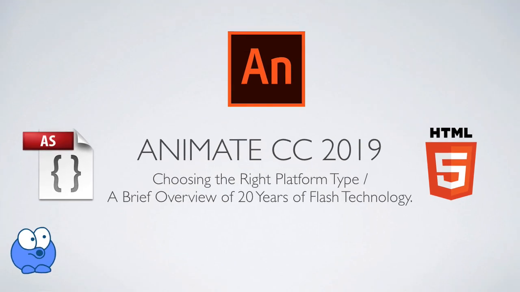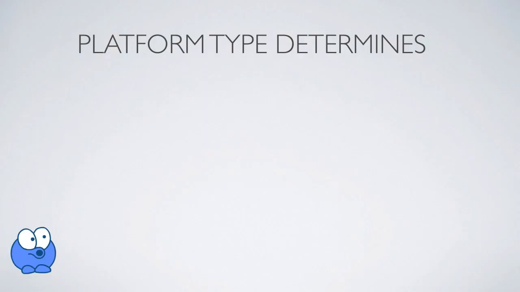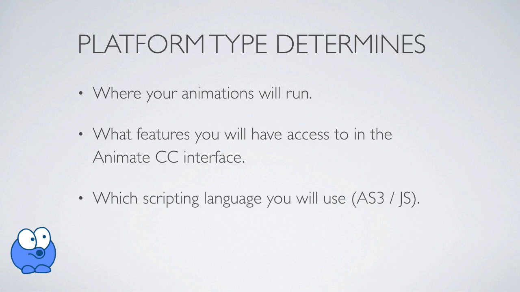So now I present to you Animate CC 2019: choosing the right platform type, a brief overview of 20 years of Flash technology. The reason platform type is so important is that it determines where your animations will run. Will they play in a web browser? Do you want to drop them into an email? Or perhaps upload them to Facebook or Twitter? It also determines what features you'll have access to in the Animate CC interface. Some document types have more features than others, and this is extremely important. Lastly, platform type determines what scripting language you will use, if any, whether that be ActionScript 3 or JavaScript.